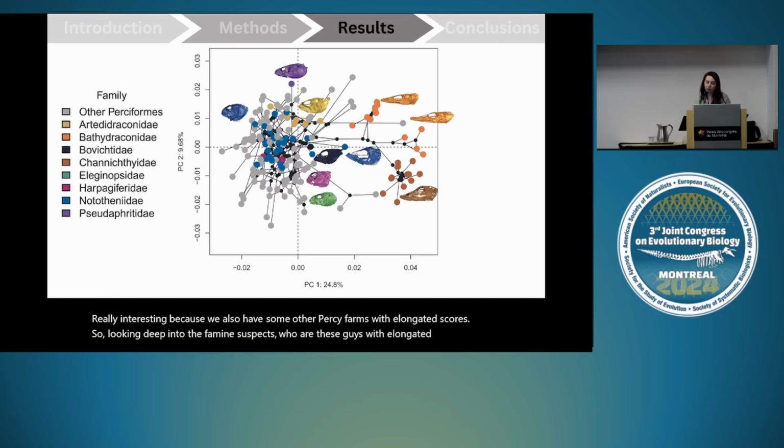The species with elongated skulls belong mainly to two families, Bathydraconidae and Channichthyidae. These are the families that have more morphohistological and morphophysiological adaptations, like antifreeze glycoproteins. Meanwhile, the other families include the most diverse family, with short skulls, together with other perciforms. It seems we have a huge disparity in terms of skull.